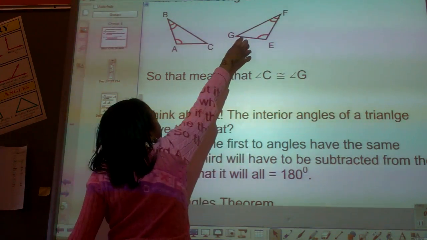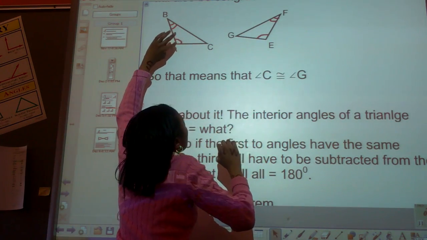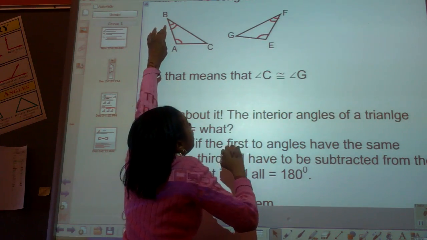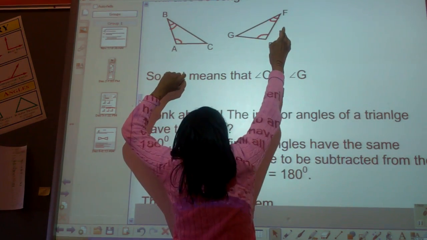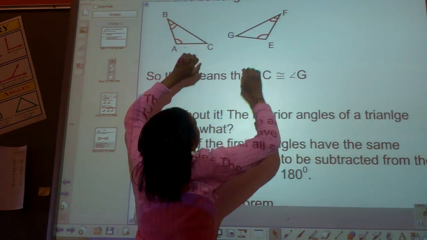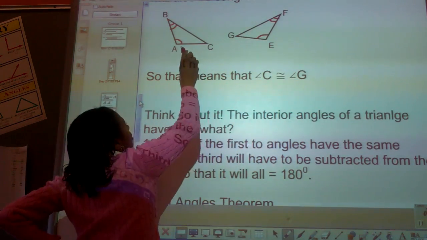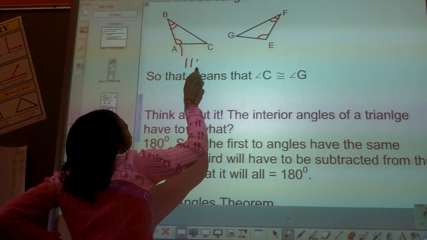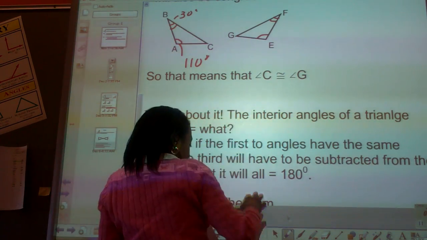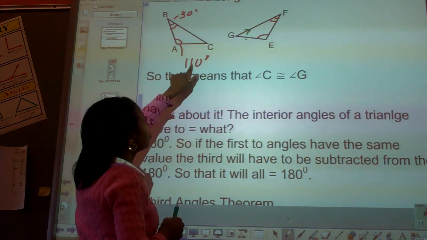Or if they don't give me G, but I know that angle A is congruent to angle E and angle B is congruent to angle F, I can find angle G if they tell me that angle A is 110 degrees and this is 30 degrees. I can find out the measure of angle G. How do I find the measure of angle G?